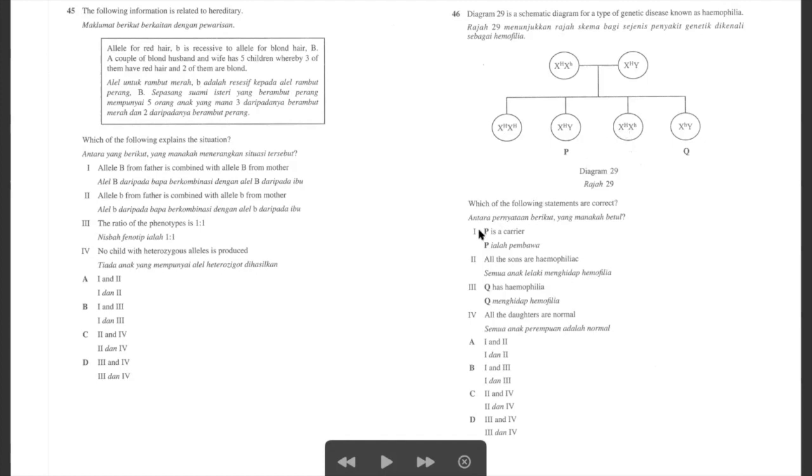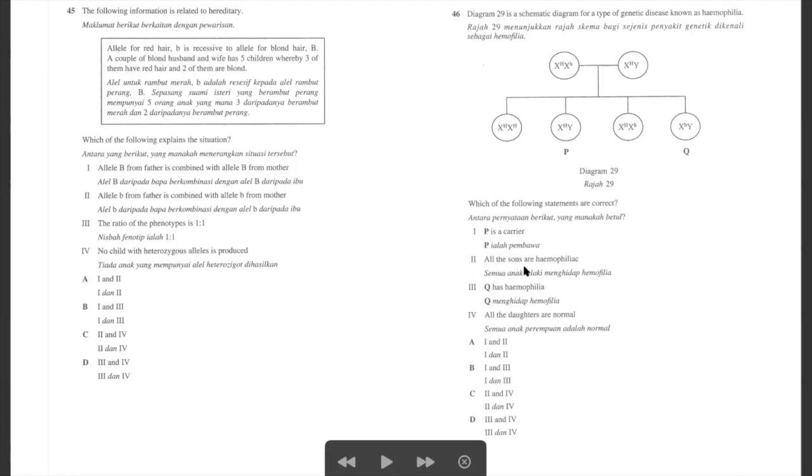Okay, kita tengok yang 1 dan 3. Kenapa salah? Nombor 1, P is carrier. Ingat carrier ni hanyalah perempuan sahaja, bukan lelaki. Carrier will only be found in female, not male. So P ni lelaki, betul tak? So P salah lah sebab P tu lelaki. Carrier bukan lelaki. Carrier mesti perempuan.